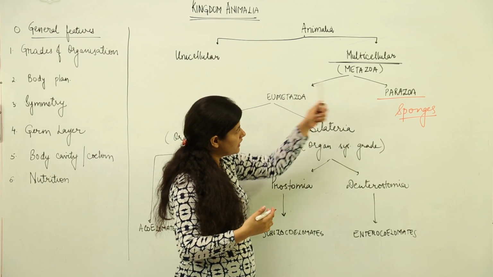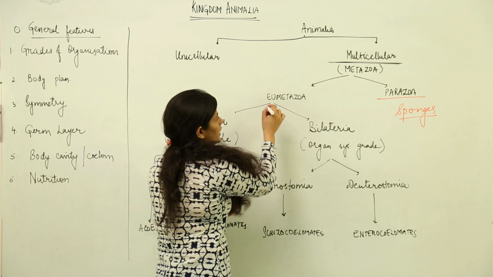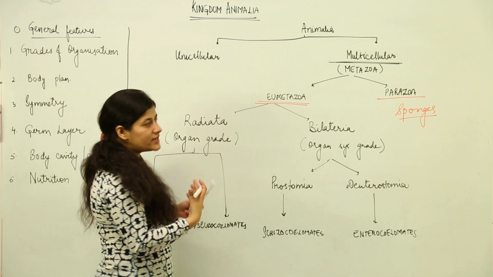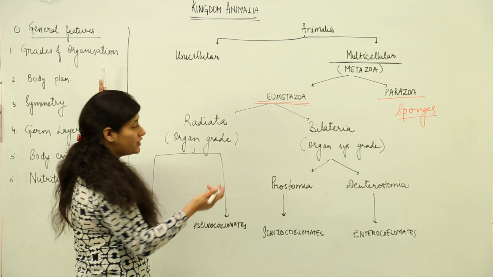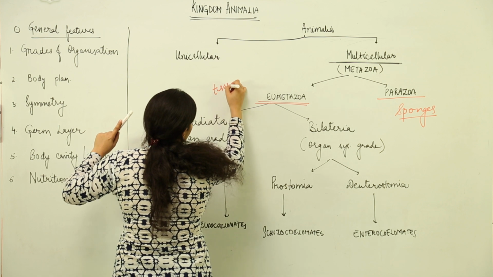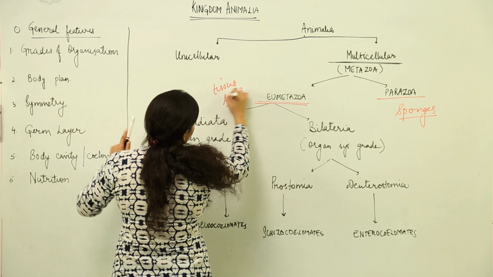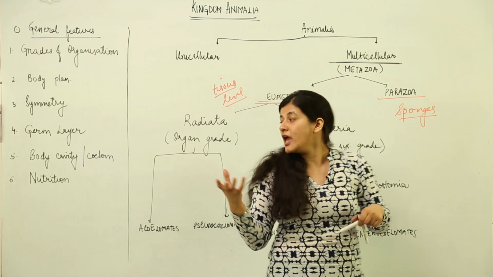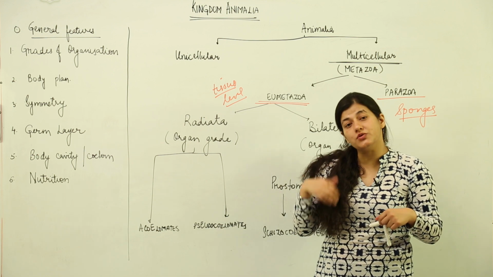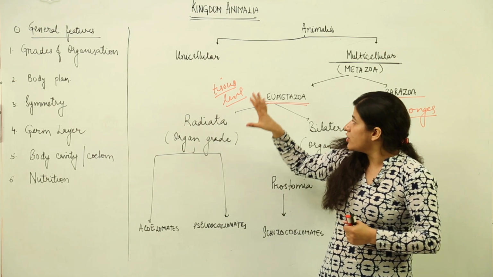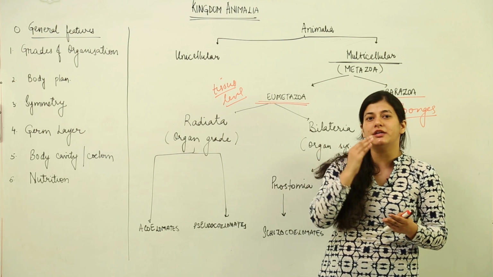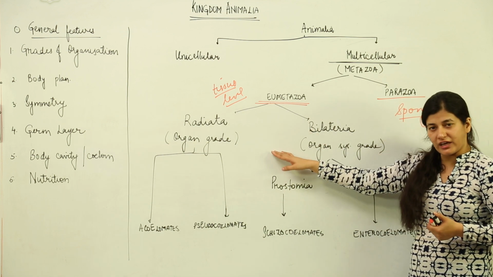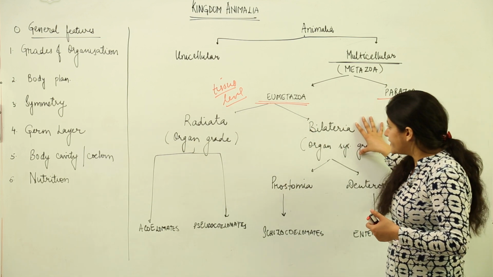And then we have the higher classification, that is eumetazoa. Eu means true metazoa, which will have a higher level of organization. The grade of organization would be higher, and it would be tissue level. So tissues would be formed, and these tissues could be organized into organs, or they could be arranged at a higher level, known as organ system. On the basis of whether the tissues have been arranged at organ level or at organ system level, we further have a classification. One is radiata and the other is bilateria.